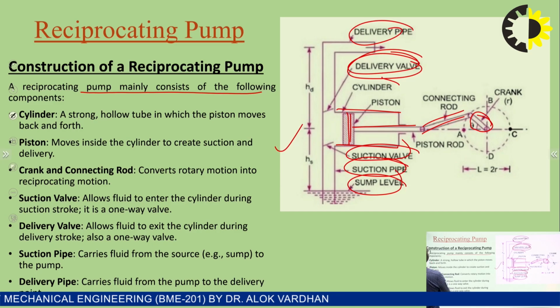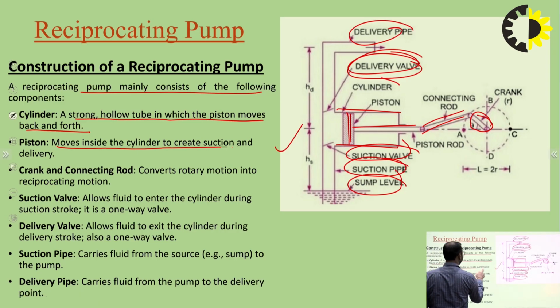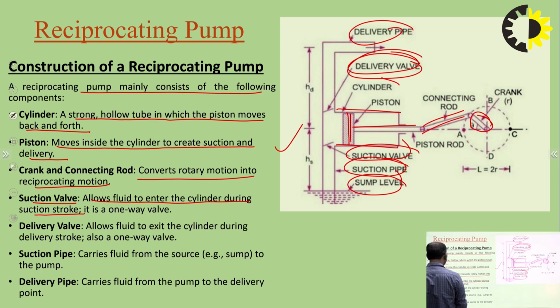First one is cylinder, a strong hollow tube in which the piston moves back and forth. Then piston moves inside the cylinder to create suction and delivery. Then crank and connecting rod convert rotary motion into reciprocating motion. Then suction valve allows fluid to enter the cylinder during suction stroke. It is a one-way valve. Then delivery valve allows fluid to exit the cylinder during delivery stroke, also a one-way valve.